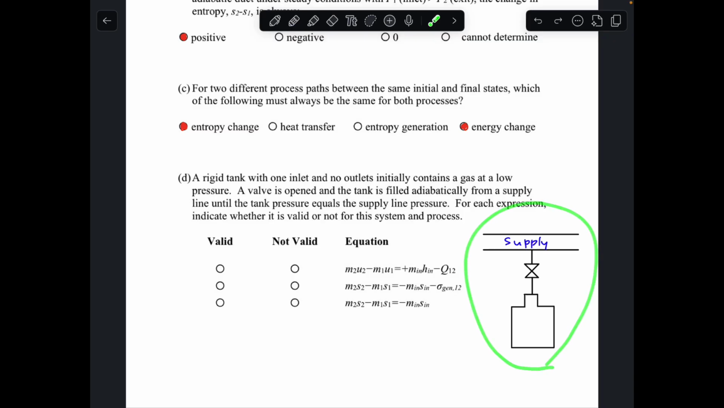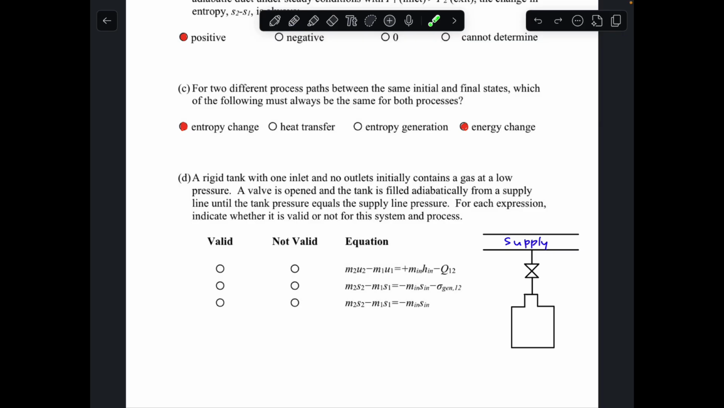On the right here, we have our tank, which is rigid, and then this valve here. Initially the pressure in the tank is lower, and when this valve is opened, mass is allowed to flow through from this supply line at a higher pressure into the tank until the pressure equalizes, and this pressure in the tank becomes equal to the pressure of the supply line. So that's what's happening with our process.